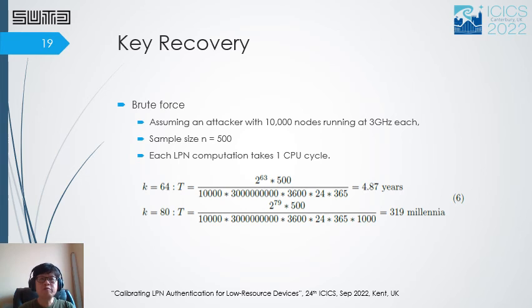Finally, for brute force attack, we did a back-of-the-envelope calculation assuming that an attacker has a 10,000 node supercomputer running at 3 GHz each, and each LPN computation takes up 1 cycle. For k equals 64, it would take the attacker somewhere around 4 years, while for k equals 90, it stretches to several millennia.